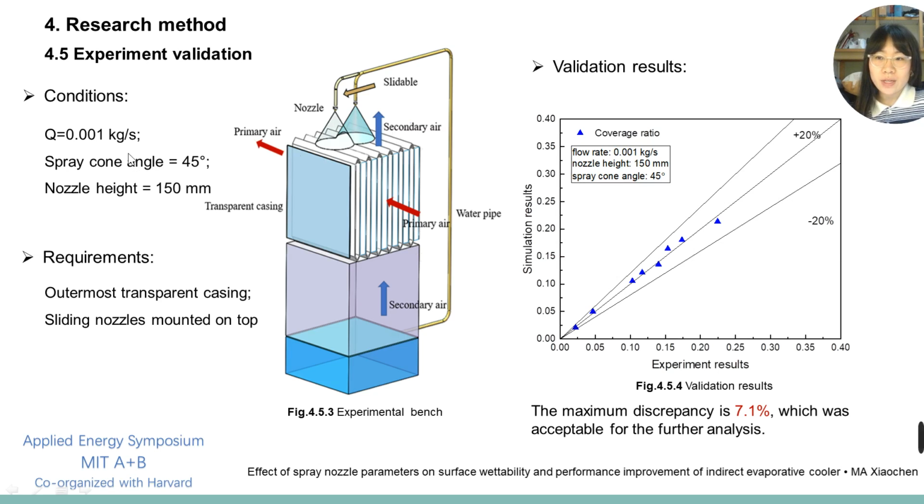Some conditions were fixed, as shown here, and the setup contains an outermost transparent casing so we can see the water membrane on the surface of the plate. And the sliding nozzles were mounted on top to test the nozzles at different positions. And then we can have the validation results. From this figure, it shows the maximum discrepancy is 7.1%, which was acceptable for further analysis.